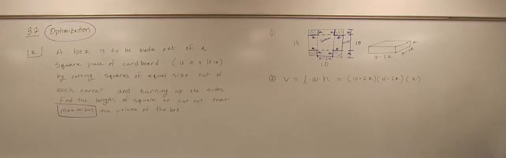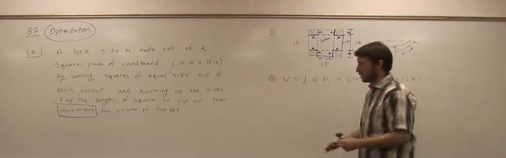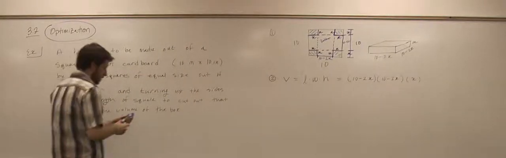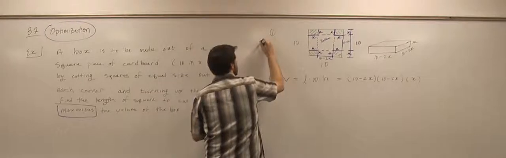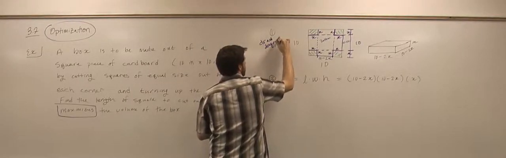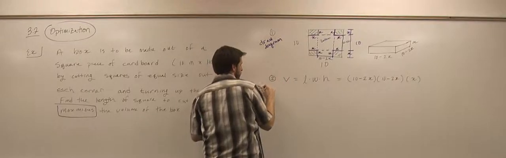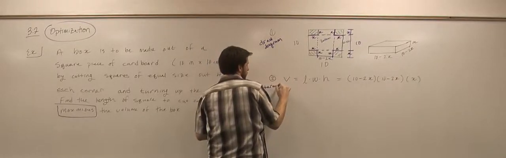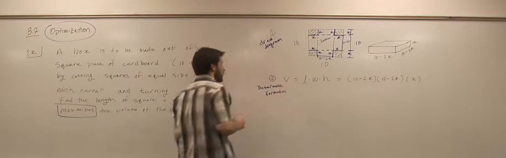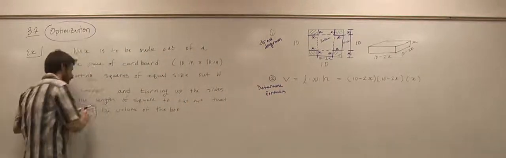So there's your formula for volume. So we do a diagram, figured out our formula. This is all pre-calculus stuff. Now we can do the calculus, which is to actually maximize the volume.